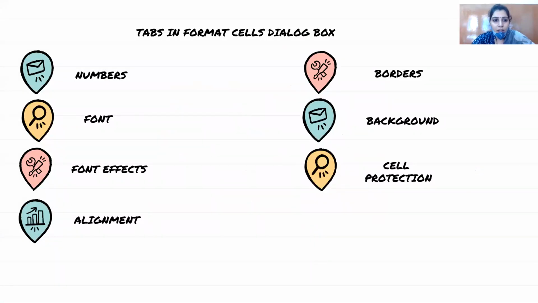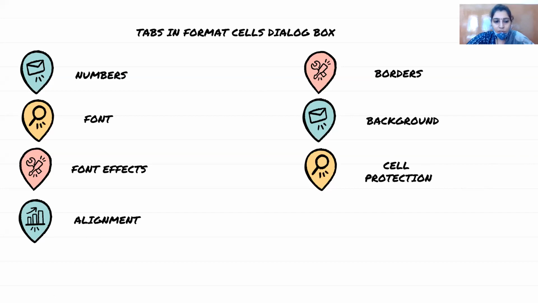Okay, so the tabs are numbers, font, font effects, alignment, border, background, and cell protection. Clear? And the numbers tab helps you set the number formatting. For example, you want to set the fractional values, point के बाद कितने digits appear हो. You can set the format of the date and time as well. Then you can apply the currency symbol, then the scientific symbols, percentage symbols, right? All these things can be done from the numbers tab.